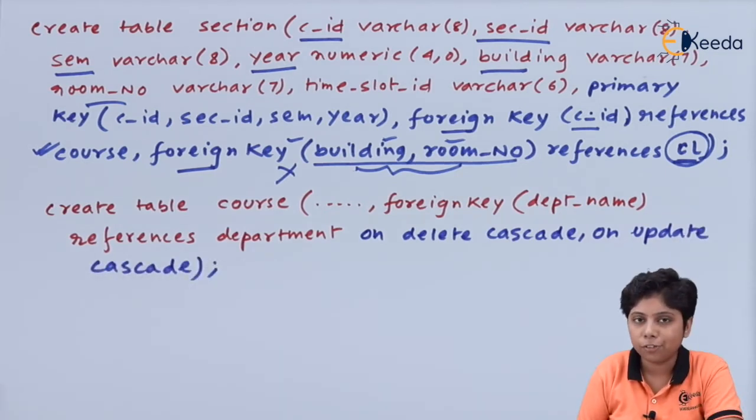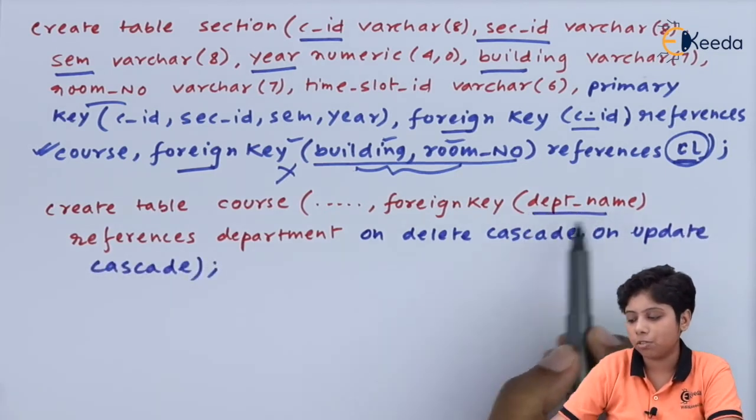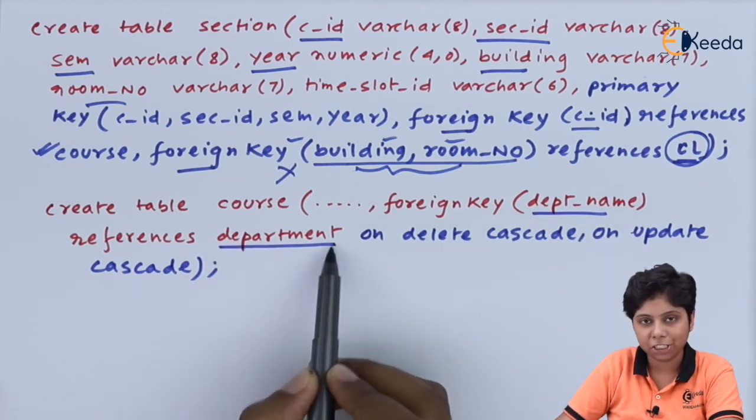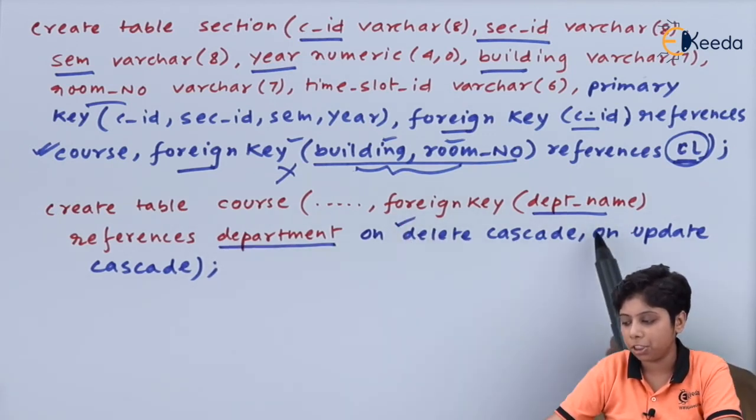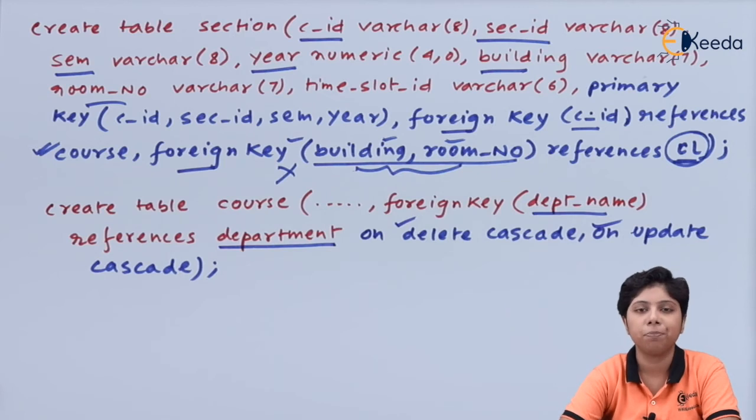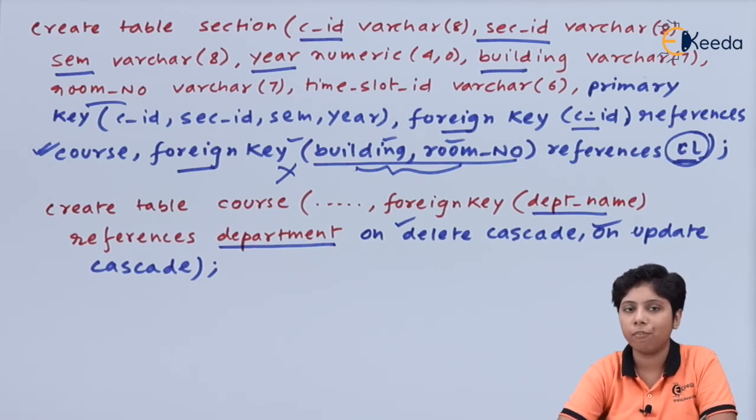Now I am adding to the course that the department name is referencing the department relation, with on delete cascade permission and on update cascade permission. So this will avoid violating the constraint while deleting and updating the referenced relation, but not the referring relation, at that particular moment.